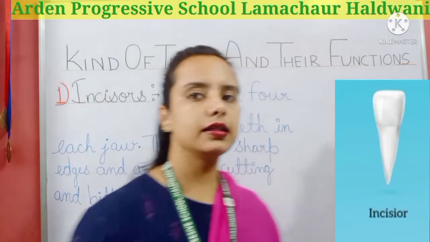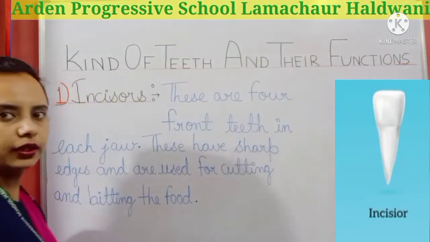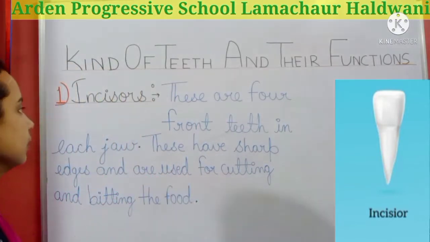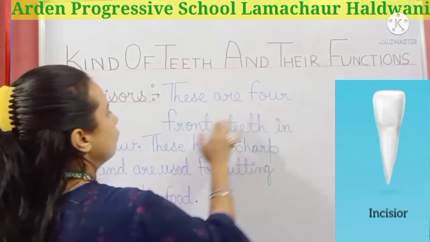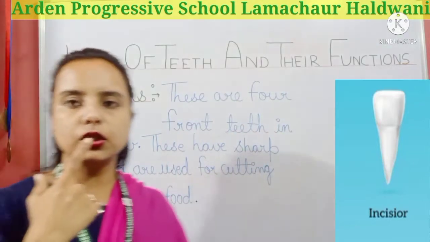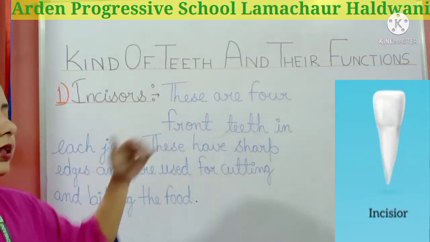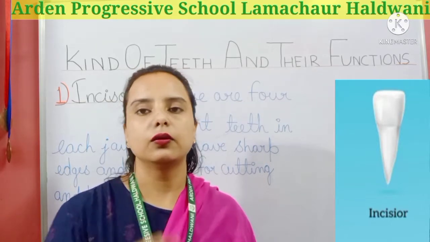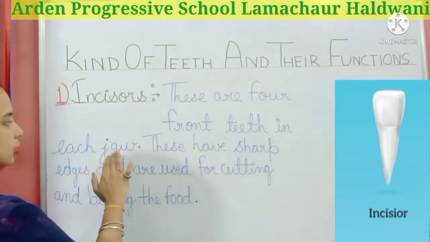Now let's understand about the kinds of teeth and their functions. There are different types of teeth. First are the incisors. These are the 4 front teeth in each jaw. In the upper jaw and in the lower jaw there are 4 front teeth, as you can see here.